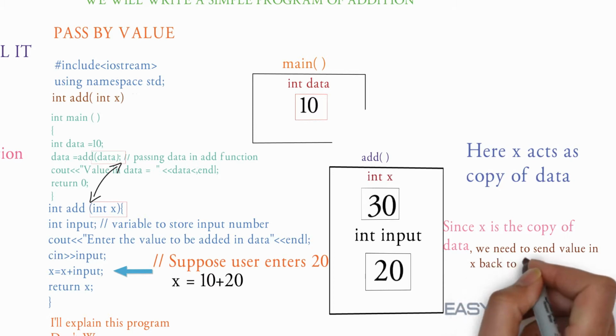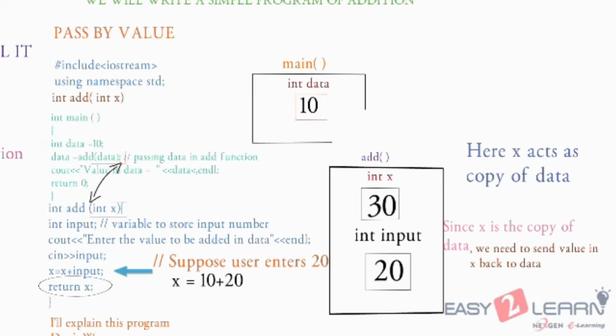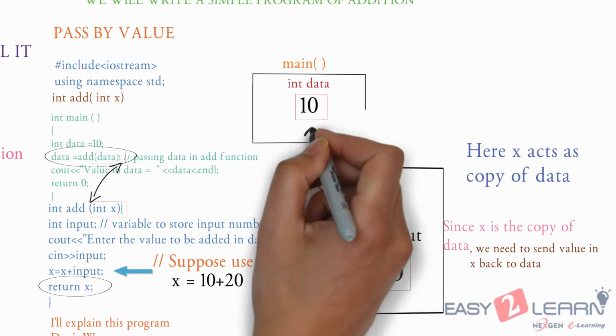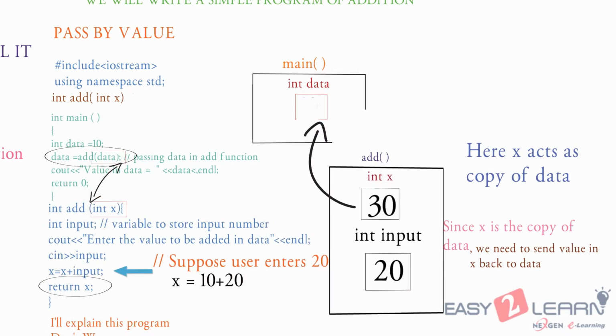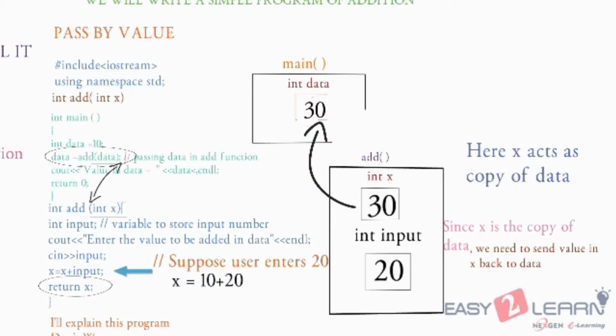Since x is the copy of data, we need to send that value in x back to data in the main function. So that will be assigned to the variable data. So now the value of data in main function is changed to 30.